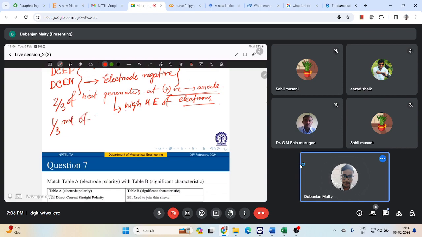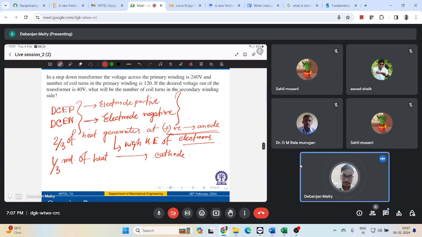whereas one-third of the heat is generated at the cathode portion. The negative cathode does not experience that high energy effect and can even undergo some cooling by thermionic emission, depending on your material. So yeah, I have mentioned these thumb rules.